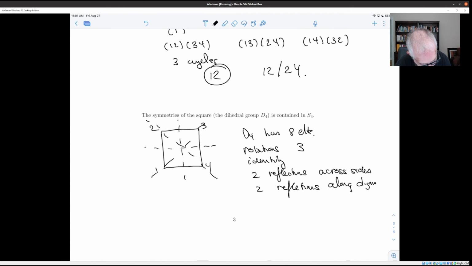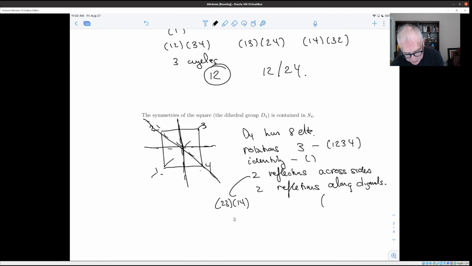And if you want to think of these as permutations of the vertices, the identity element, of course, is the trivial permutation. The rotations are cycles. The reflections across the sides are disjoint transpositions, you see, because if you reflect along this axis, you interchange 2 and 3 and 1 and 4. And the reflections along the diagonals are just transpositions. If you reflect along this diagonal, for example, you interchange 1 and 3. And that's how you can think of these as permutations. But the main point here is that this group has order 8, and it's a subgroup of S4, and 8 is a divisor of 24.